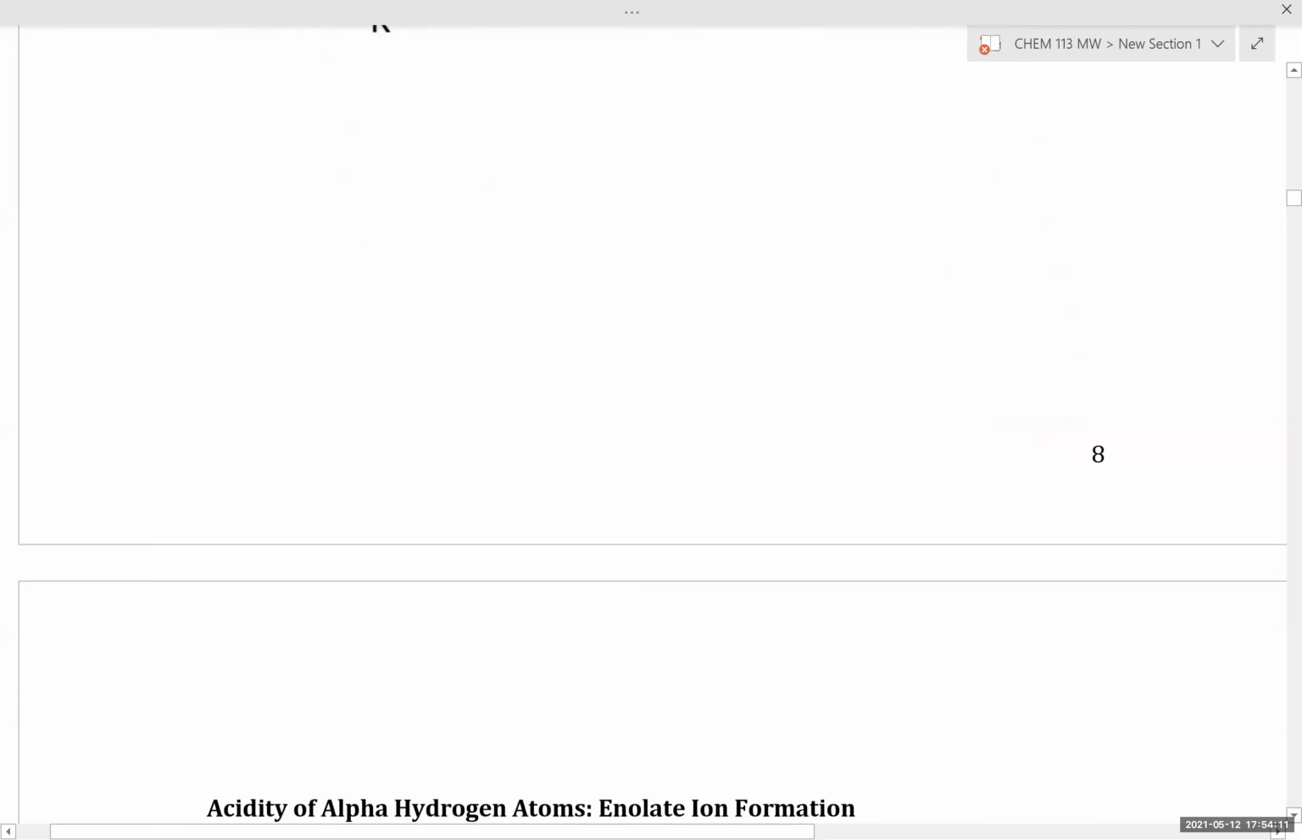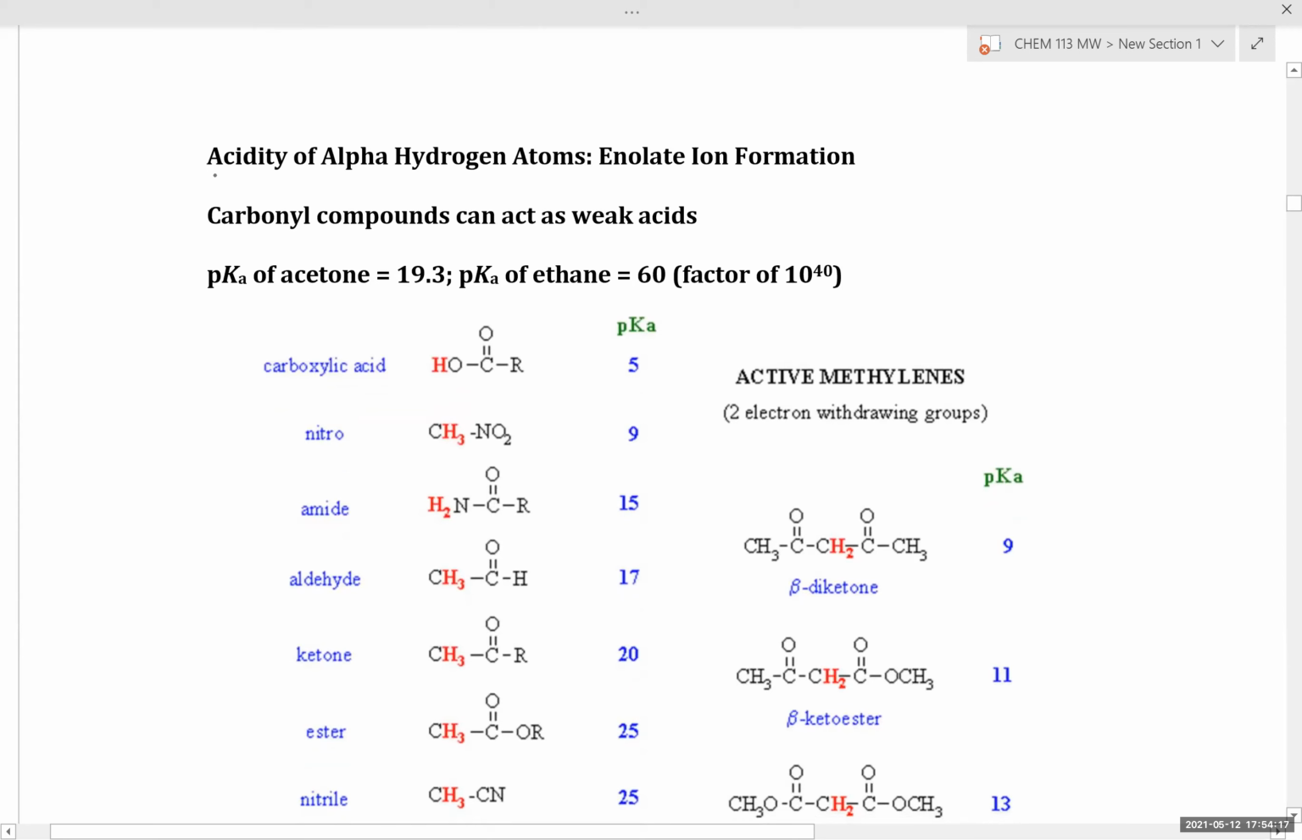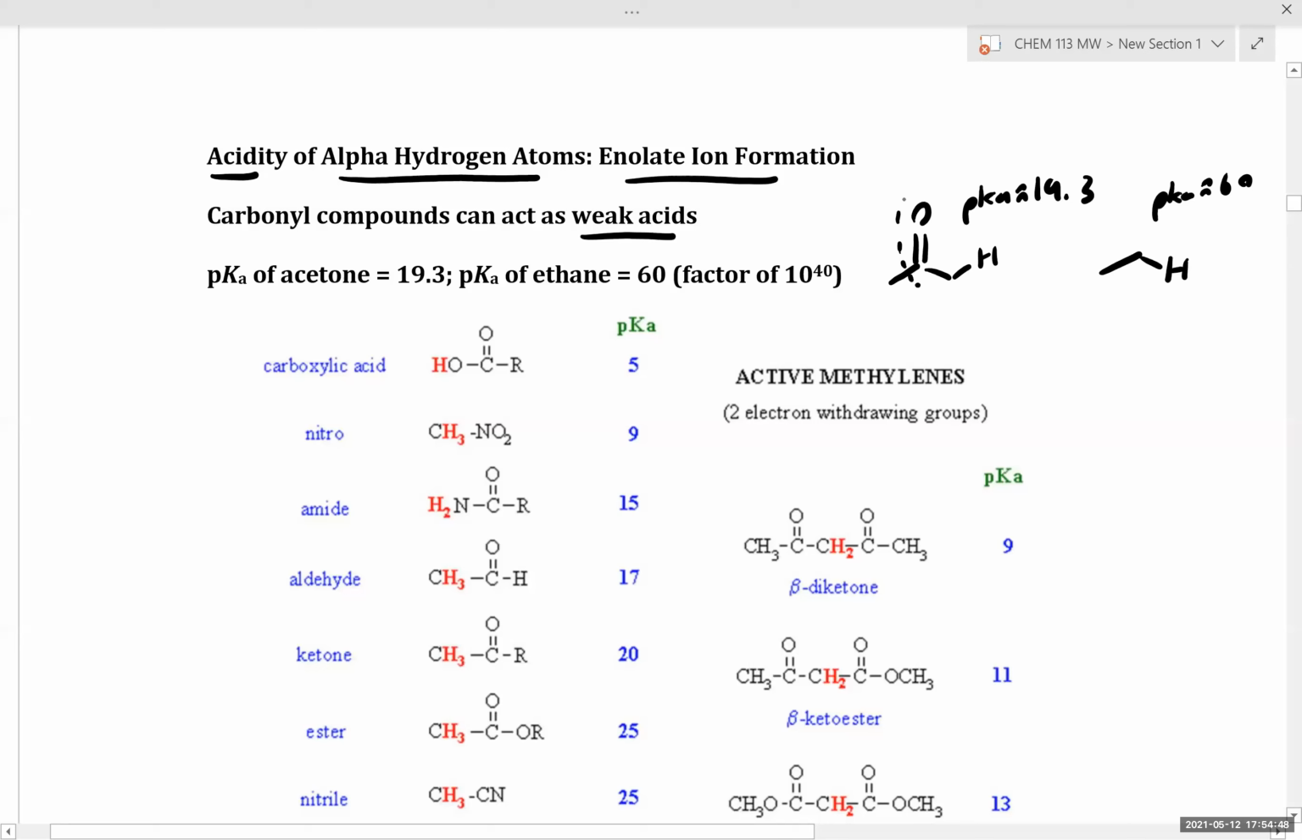Okay, so while we're on the idea of enolate formation, let's talk about the acidity of common alpha hydrogen atoms in the context of enolate formation. Carbonyl compounds are weak acids, and the presence of a carbonyl dramatically increases the acidity of the alpha position. So for example, acetone has a pKa of around 19.3, while ethane has a pKa of around 60. So as we can see, the presence of this carbonyl has dramatically increased the acidity of our alpha position.